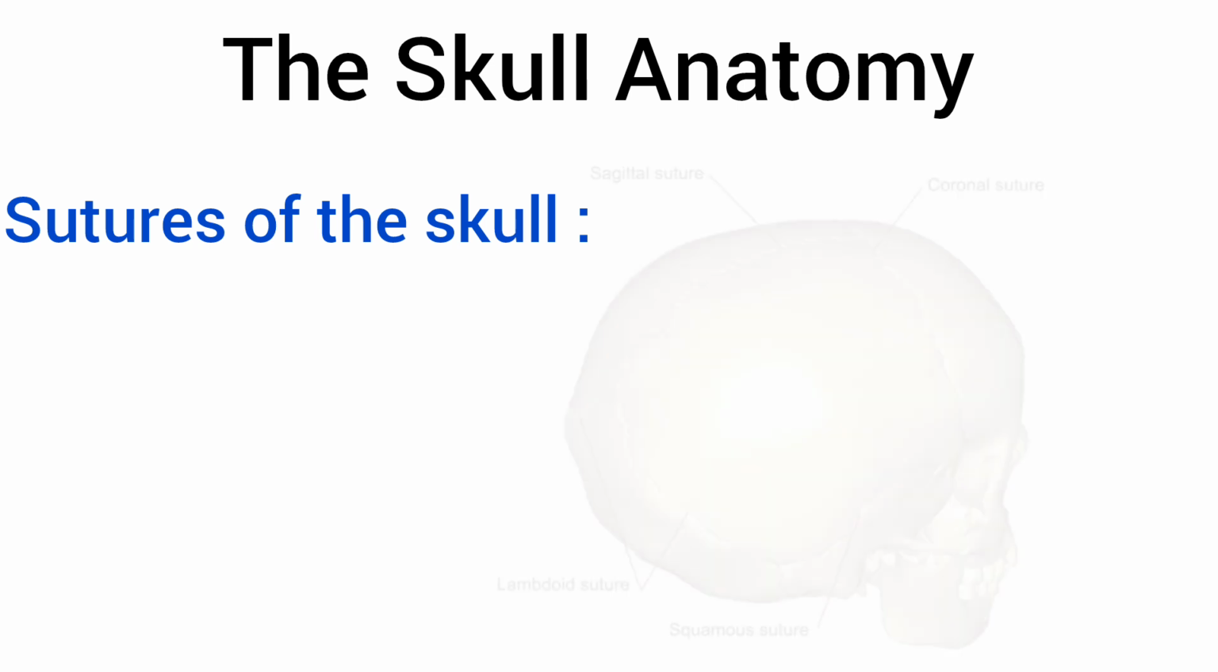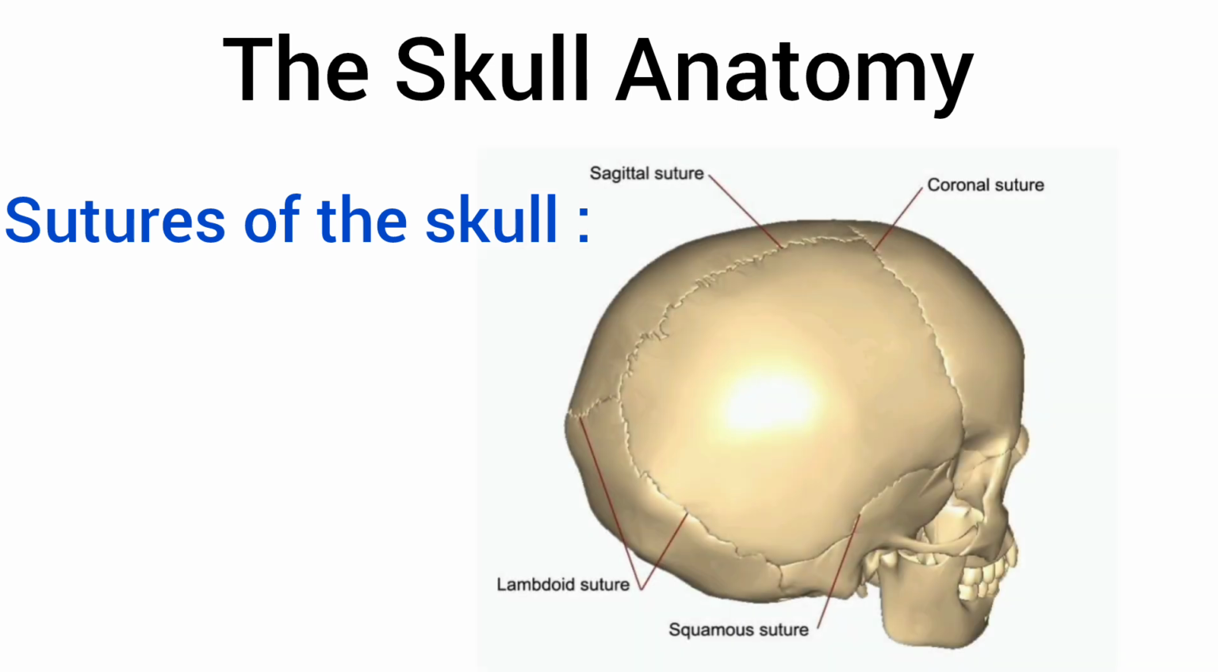Sutures and joints of the skull. Most skull bones are joined by sutures, which are immovable fibrous joints. Major sutures include the lambdoid suture, between the parietal bones and occipital bone. Squamous suture, between the temporal and parietal bones. The temporomandibular joint, TMJ, is a synovial joint between the mandible and temporal bone, allowing movements necessary for chewing and speech. Now let's talk about the cranial fossae.